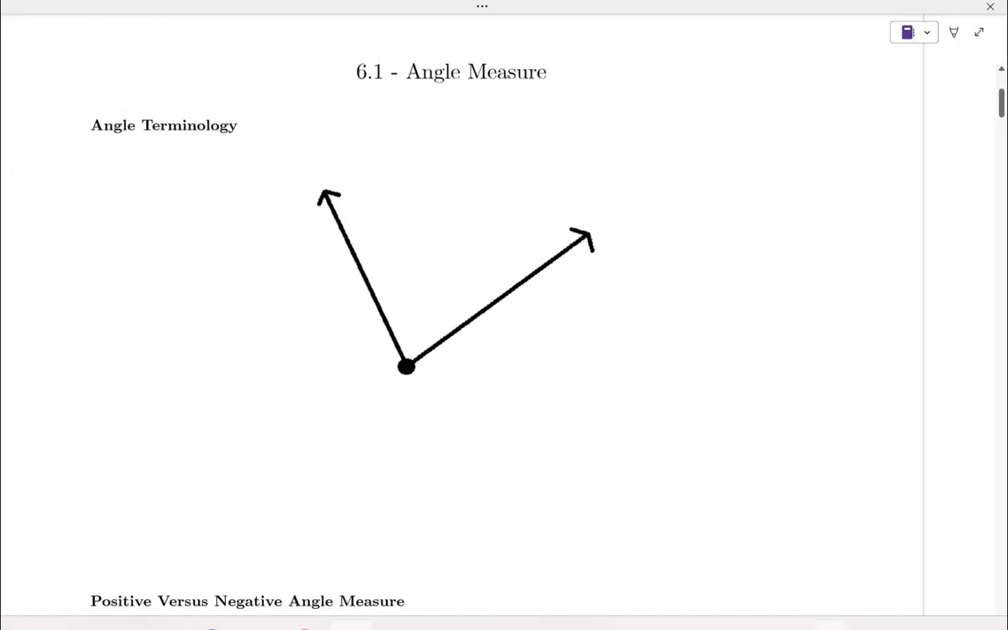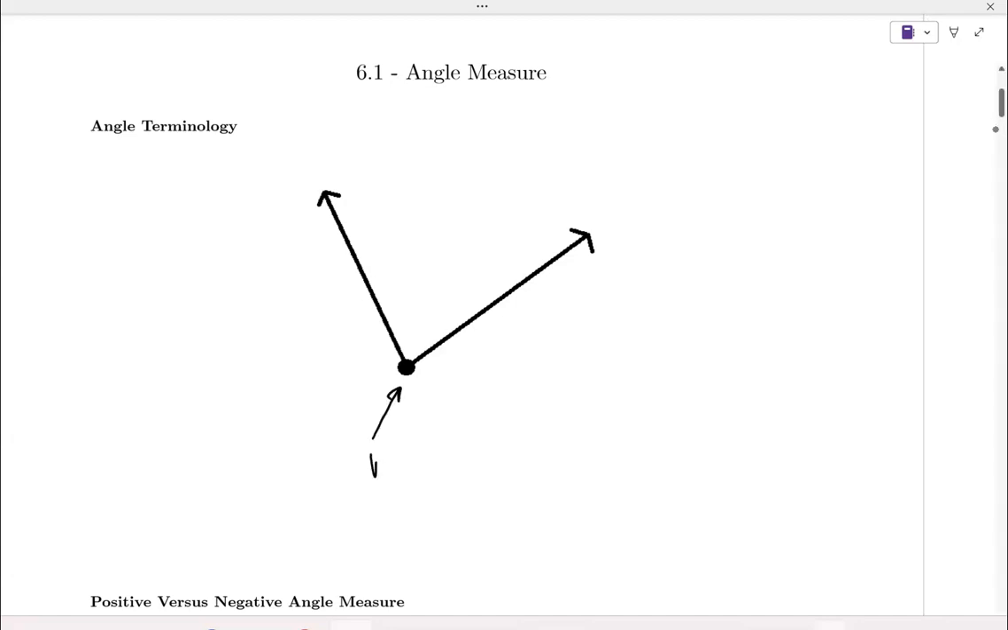A couple of different pictures are drawn on here. As far as the terminology goes, the definition of an angle, if you want a geometric definition, is two rays that intersect at their initial points. That's what an angle is.